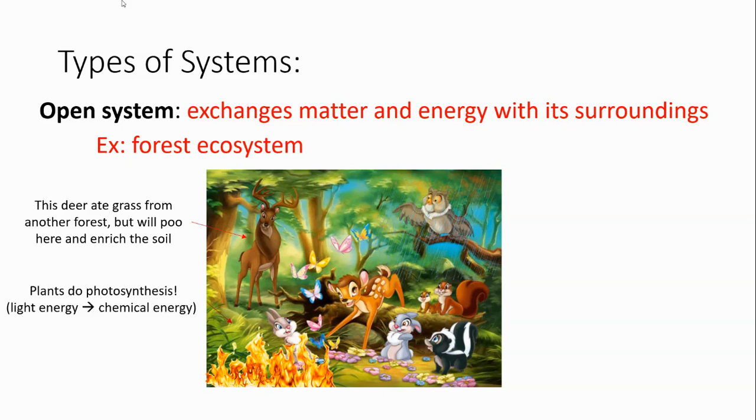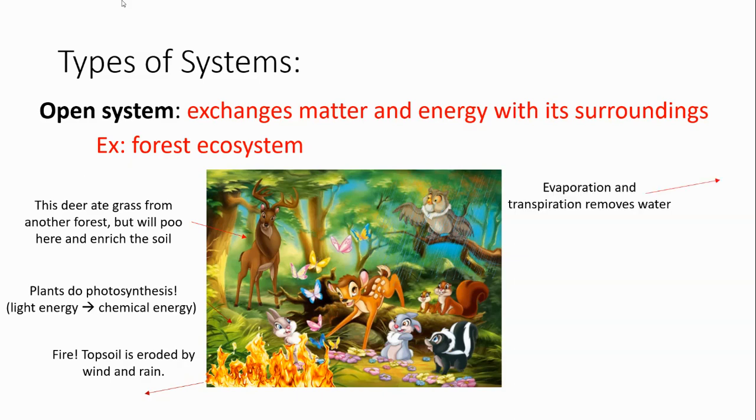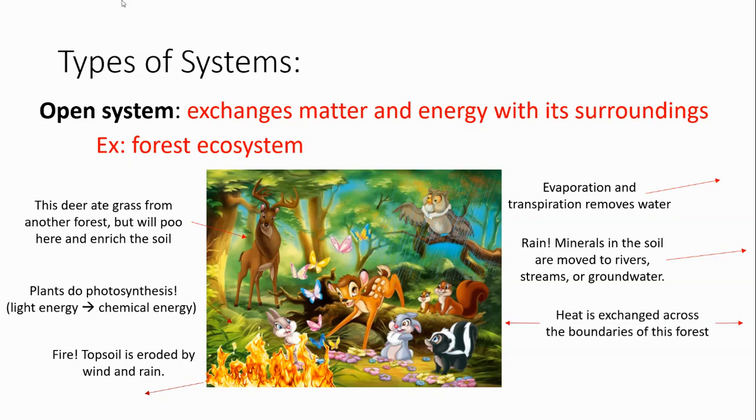Plants do photosynthesis, so that light energy, okay, is being exchanged with surroundings, turned into chemical energy. If there was a fire, that topsoil could be eroded. It could be washed away into surrounding ecosystems. Water moves through open systems, so evaporation, transpiration from plants. Water is moving through clouds into ecosystems with rain. Minerals and soils can move through waterways, through groundwater, in and out of this particular ecosystem. And then heat's always being exchanged across boundaries.